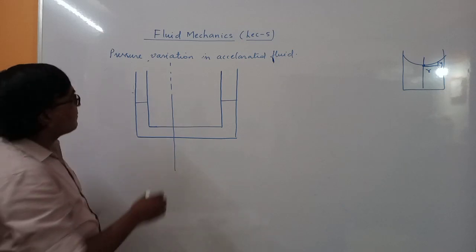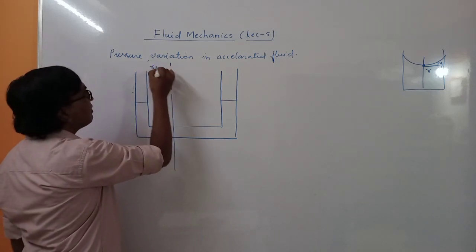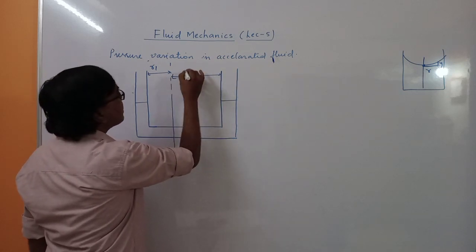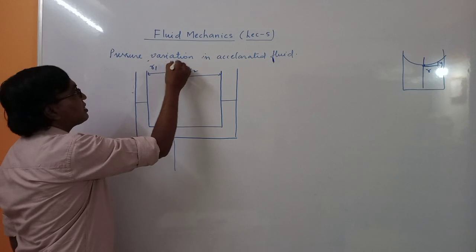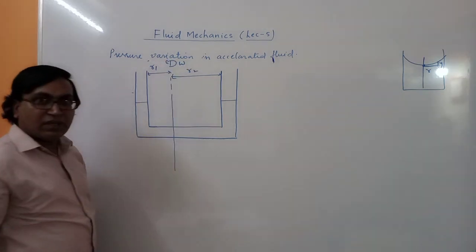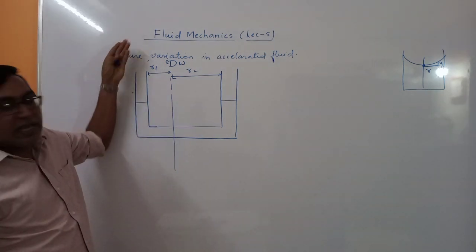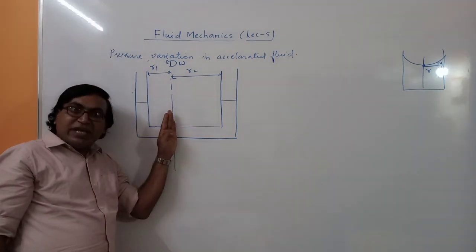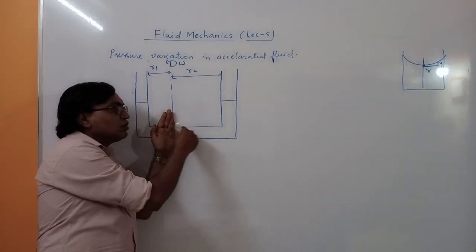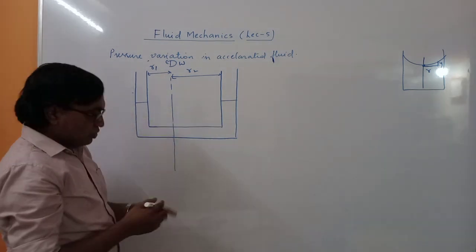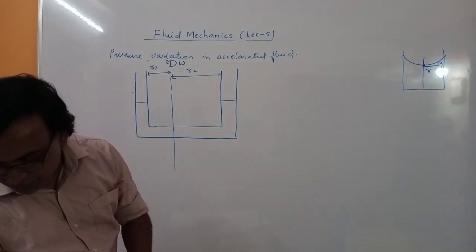Now this distance is given as from this axis R1. This distance is given as R2. Now this is rotated with angular velocity omega. Then what will happen? So this height will rise. This height will also rise because about the axis of rotation there will be a pressure variation as you go here. So pressure will go on increasing. Then the difference in heights we have to find out.